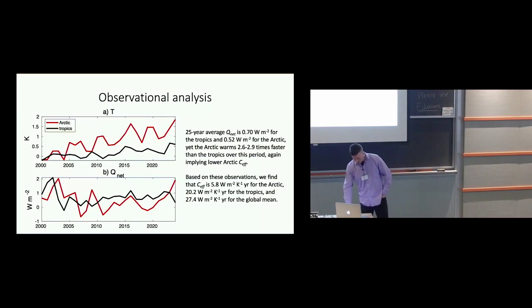So here are some results. Panel A is the surface temperature response, Arctic versus tropics. Panel B is Q net, Arctic versus tropics. If we consider the 25-year average Q net, we find that it's about 0.7 for the tropics using these data sets, and 0.52 for the Arctic. So this is basically the present-day energy balance in the tropical and Arctic climate system based on these data.